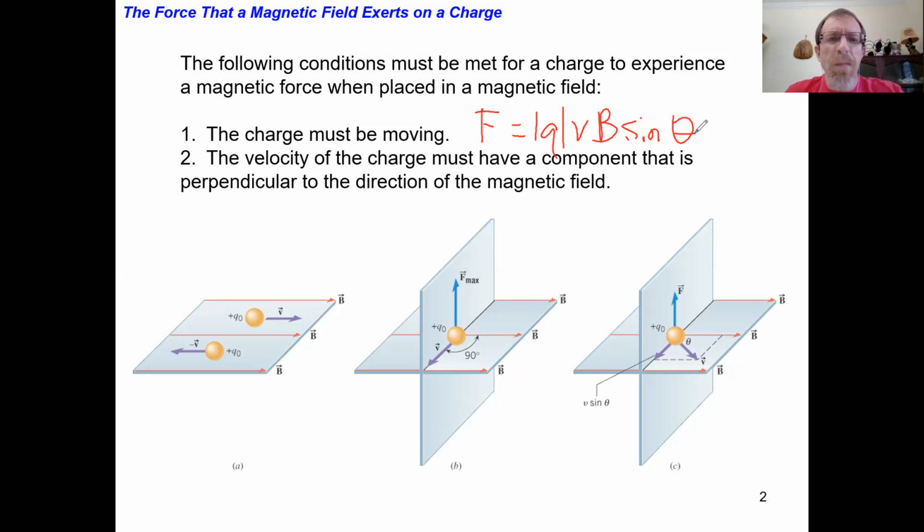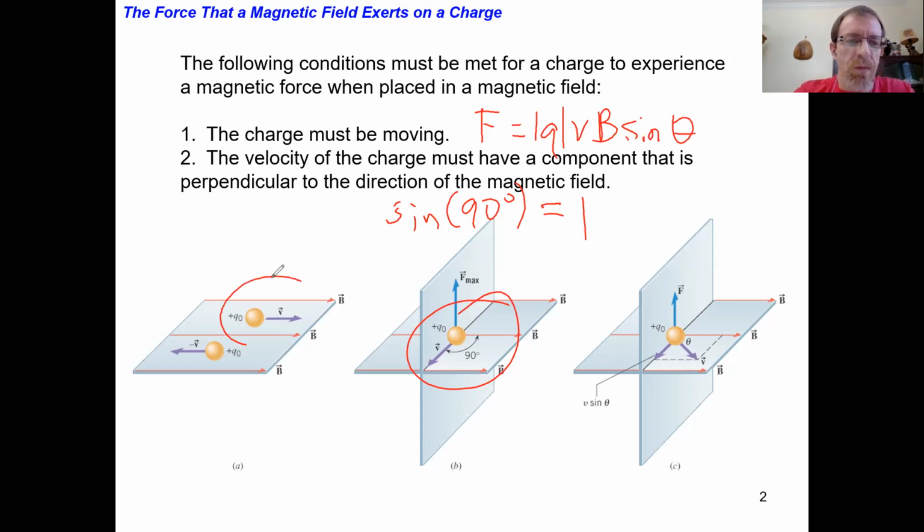When would the force be maximized? When would the force be the largest? That happens when theta is equal to 90 degrees. In this case, where theta is 90, what's the sine of 90 degrees? If we can remember that, or plug it into a calculator, the sine of 90 degrees is equal to 1, and that's as large as sine can be.